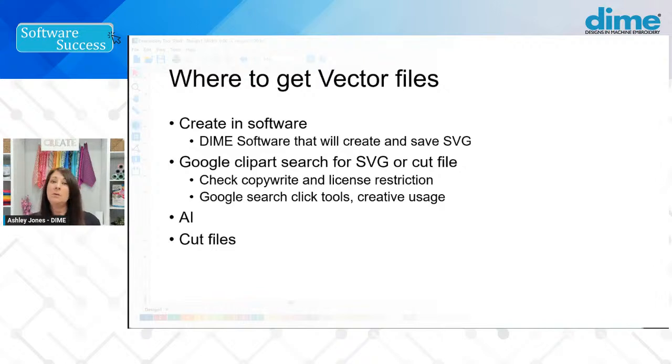Now, you guys have heard a lot about AI. AI is able to generate free images for you, and then we can convert them. They generally create raster images, so I really shouldn't have even had it in this list, but you can then use the software to turn them into a vector.